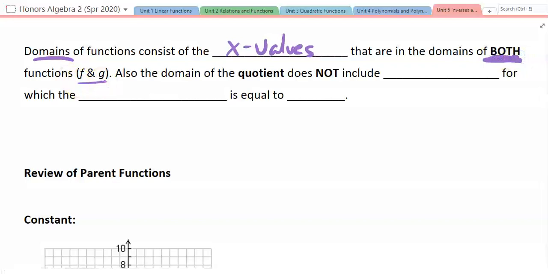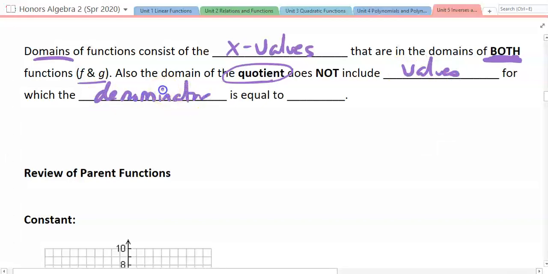as our general cases. Also, the domain of the quotient, key thing here, does not include the values for which the denominator is equal to 0. Now this would again be the x values. So again, the domain of the quotient would not include any x values which will make the denominator equal to 0. Okay, we'll talk about that a little bit more in a minute.